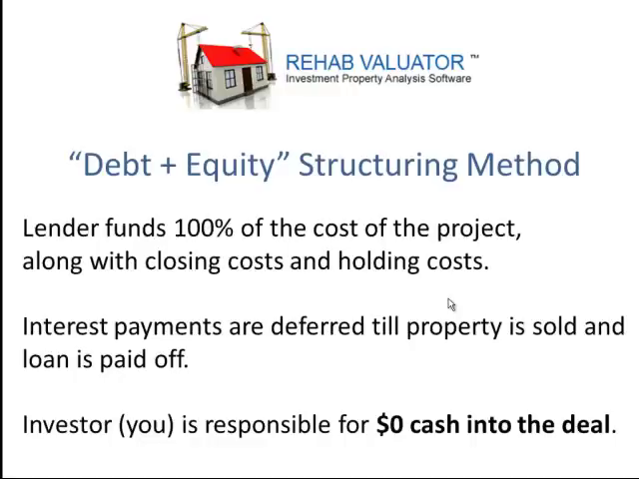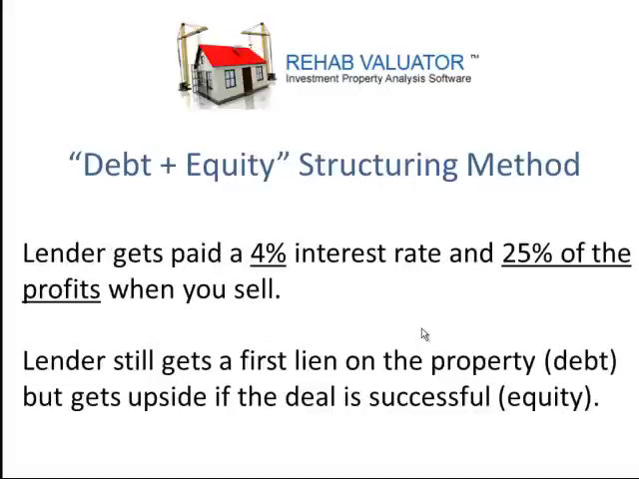How would they do that? Well, here's a hybrid debt and equity structuring method where a lender funds 100% of the cost of the project along with closing costs and holding costs. Interest payments are deferred till the property is sold and loan is paid off, just like the previous scenario. Investor is responsible for zero cash into the deal. And let's say you only pay your lender a 4% interest rate, but you also put in a 25% profit split. 25% of the profits when you sell. So lender still gets a first lien on the property, but gets upside if the deal is successful.